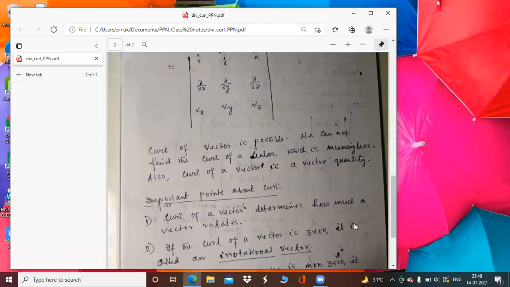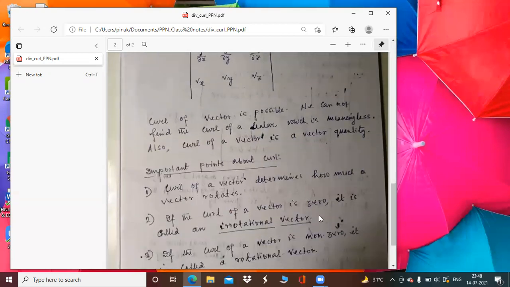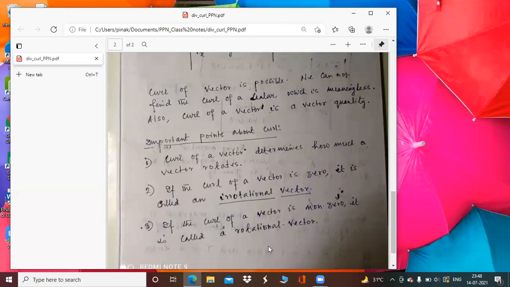Now, a few more points regarding curl. Number one, curl of a vector determines how much a vector rotates. Number two, if the curl of a vector is zero, it is called an irrotational vector. And number three, if the curl of a vector is non-zero, it is called a rotational vector.